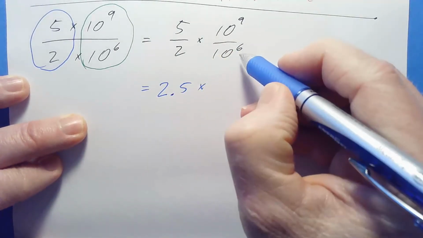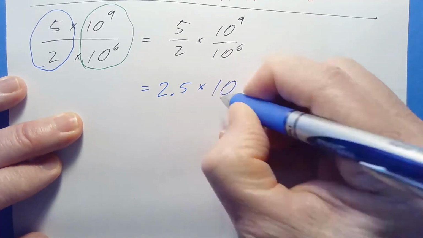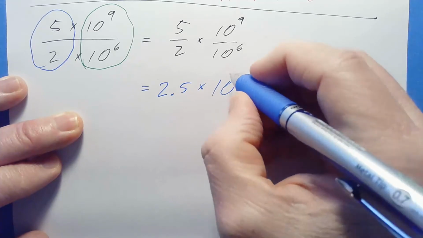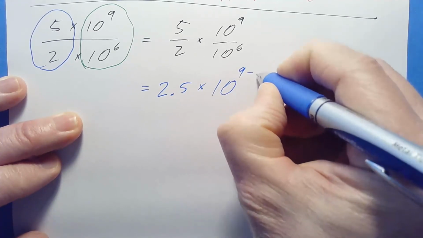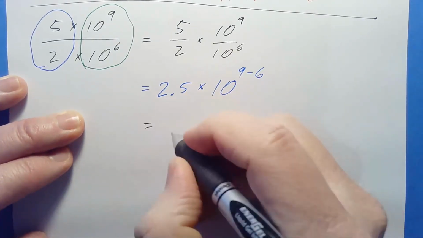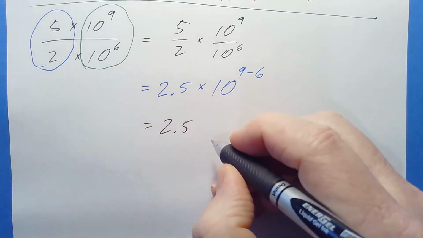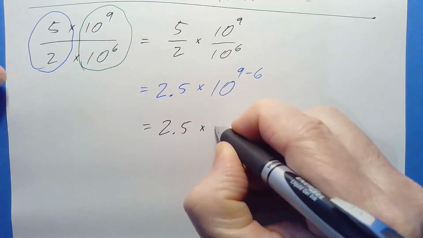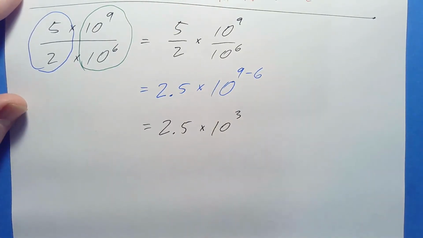10 to the 9th divided by 10 to the 6th. Remember, when we divide powers, you subtract the exponents. So this is 9 minus 6, okay? So that becomes 2.5 times 10 to the 3rd.